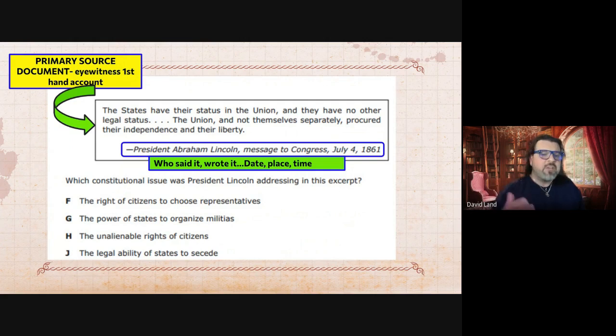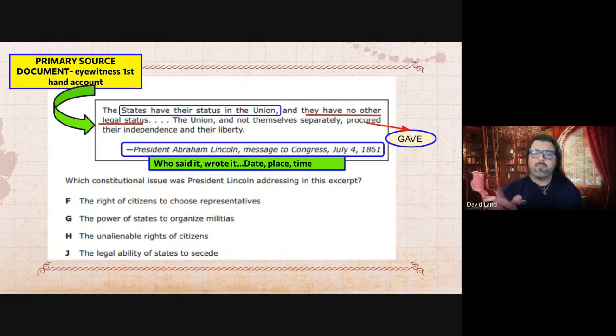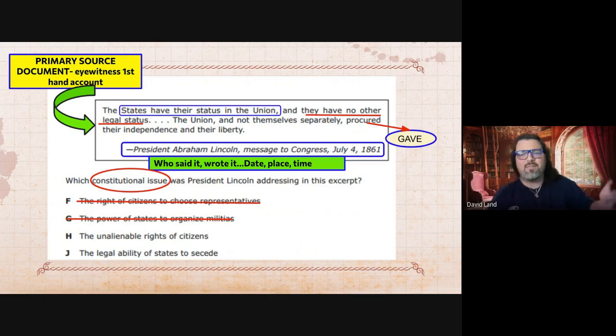So let's read it. The states have their status in the Union, and they have no other legal status. The Union, and not themselves separately, procured or obtained their independence and their liberty. President Lincoln says this. So I look at the question that asks, what issue was Lincoln addressing in this excerpt? I'm going to look at the answers real quick. You can do that. A couple of these seem really off when I connect it to the clues in the passage. Right away, militias and representatives.